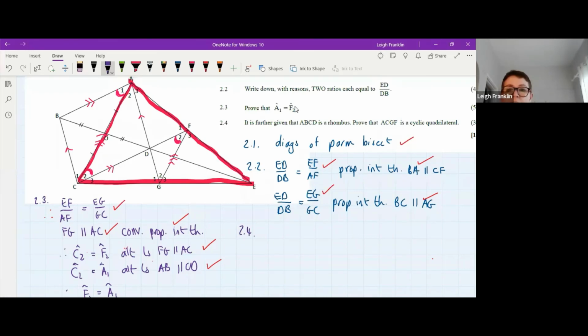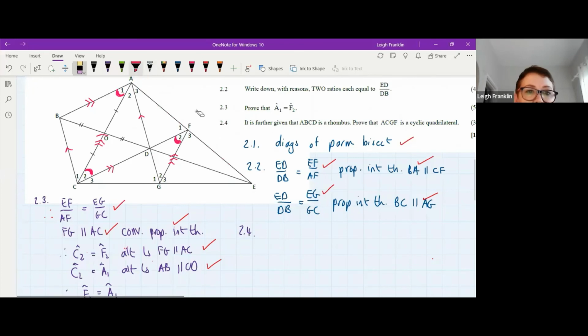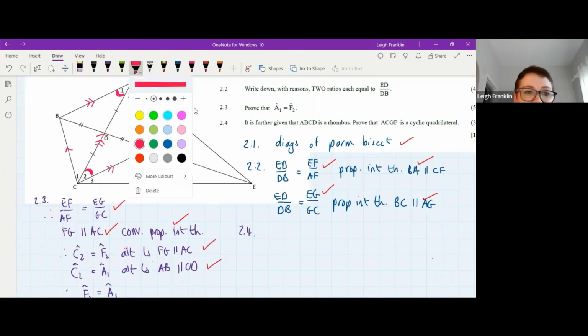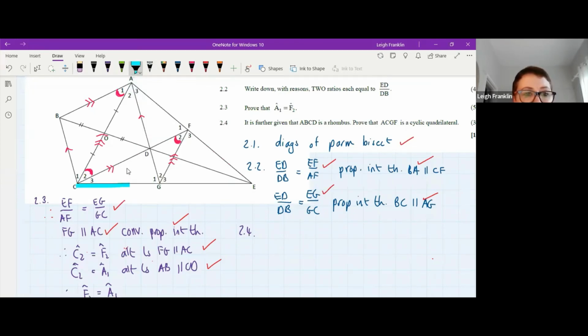Okay, so they said if it is further given that ABCD is a rhombus, prove that ACGF is a cyclic quad. Okay, so now let's get rid of all of this, just quickly. Let's get rid of those lines. Okay, so our cyclic quad in this case, let's just do this in blue. Here it is here. Is there anything that jumps out at you immediately, Matrix?